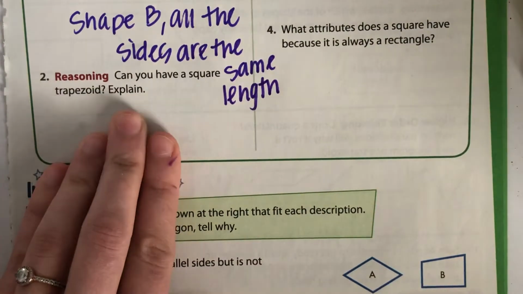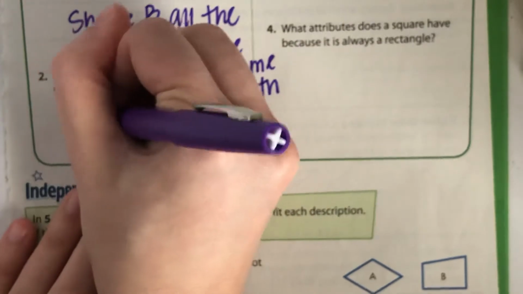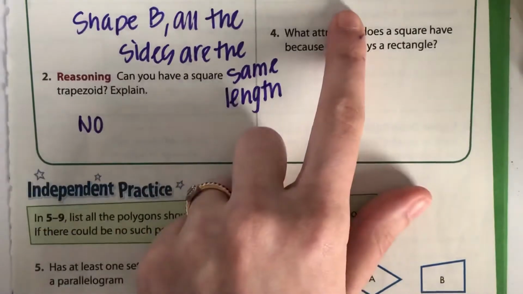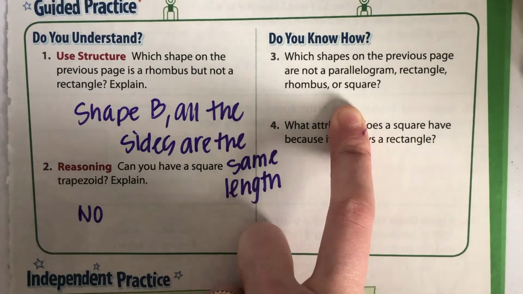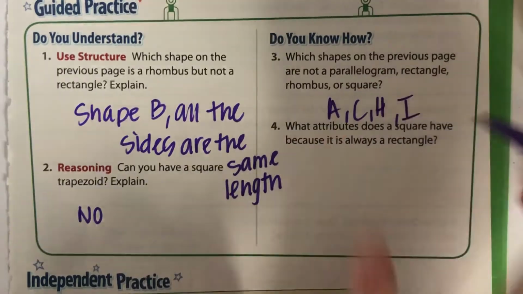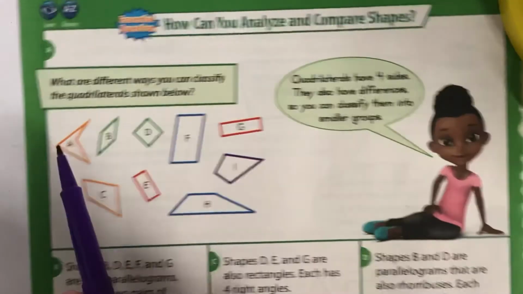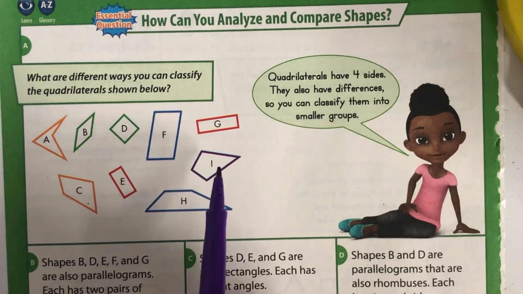Can you have a square trapezoid for the next problem? The answer is no. Which shapes on the previous page are not a parallelogram, rectangle, rhombus, or square? A, C, H, and I. So let's go back. A, C, H, and I are none of the above.